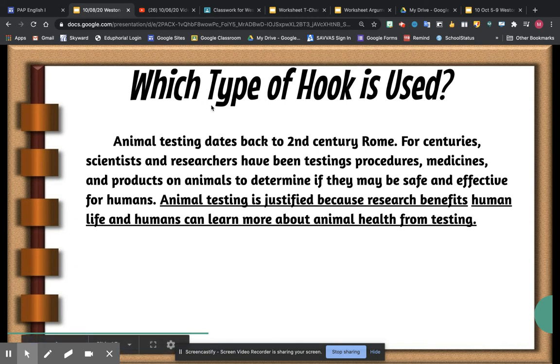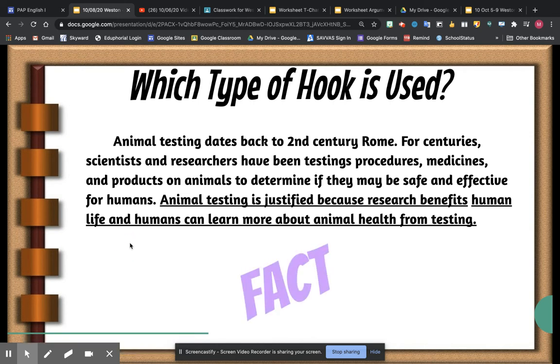Okay, so what kind of hook is being used here? The answer is fact. So we're given a fact about how it dates back to the 2nd century Rome.